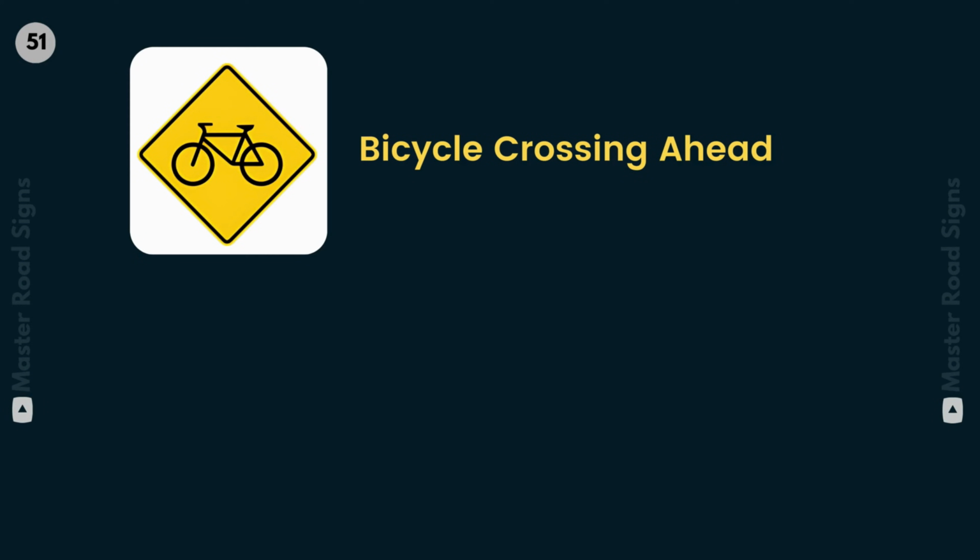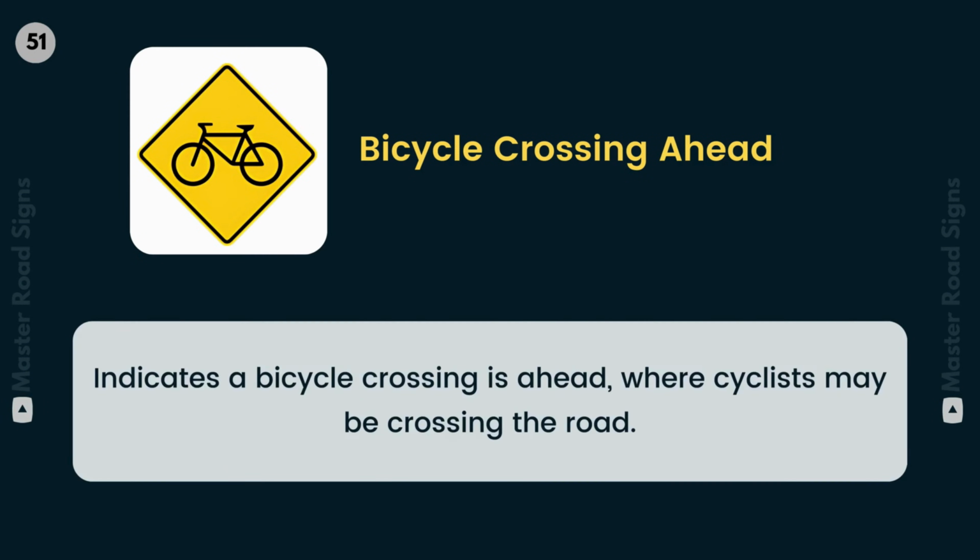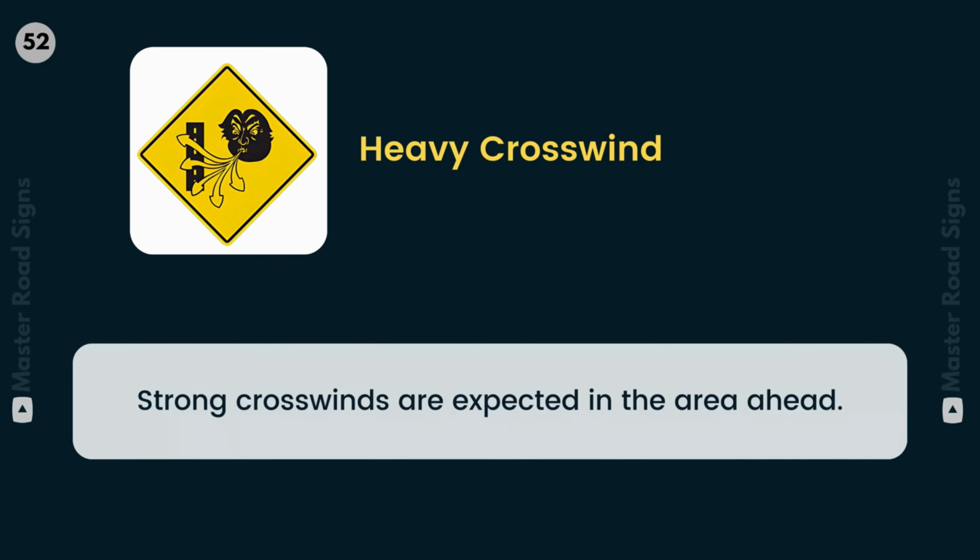Bicycle crossing ahead. Indicates a bicycle crossing is ahead, where cyclists may be crossing the road. Heavy crosswind sign. Strong crosswinds are expected in the area ahead.